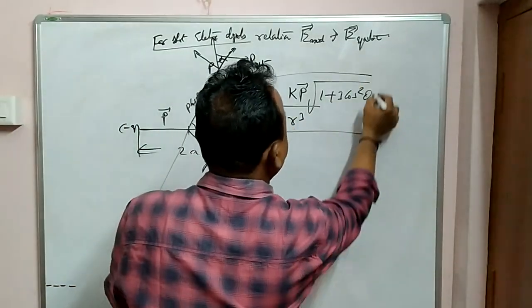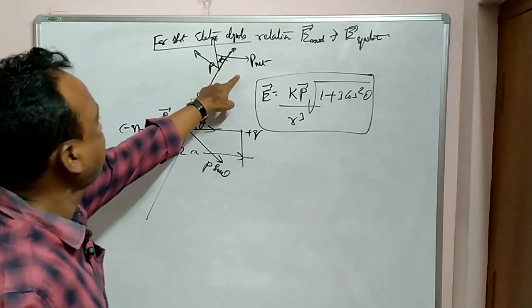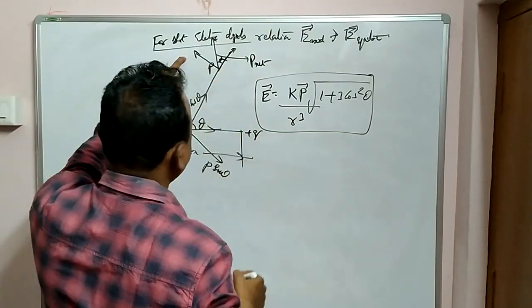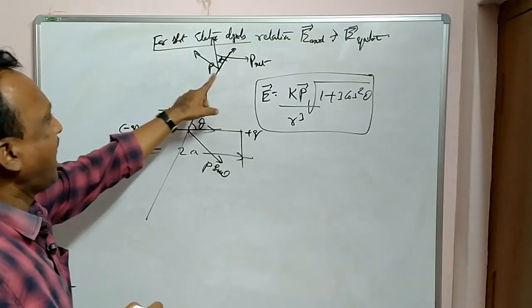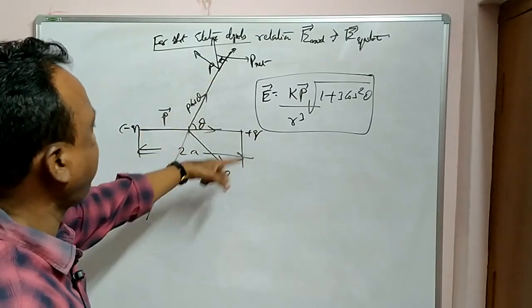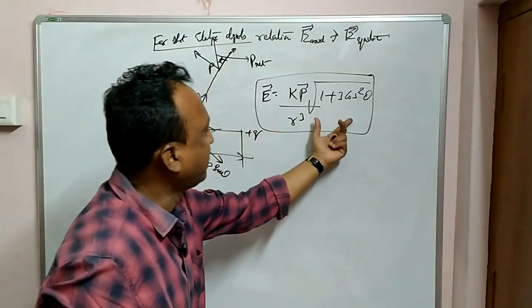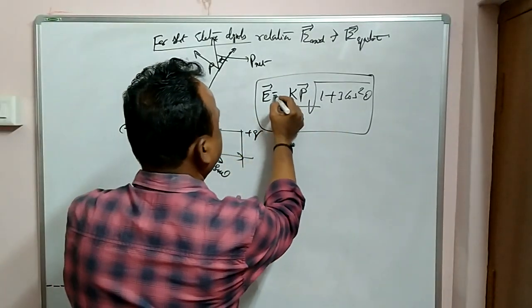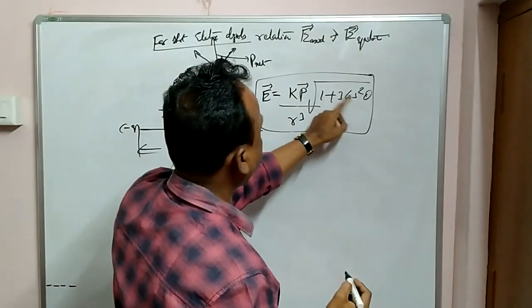So this is a generalized formula which is got by these two vectors. Look, this is P sin theta, this is P cos theta. Axial line, equatorial line. By using the geometry and trigonometry, you can get this formula. I am not deriving it. E at any angle is Kp by R cube into root over 1 plus 3 cos square theta.